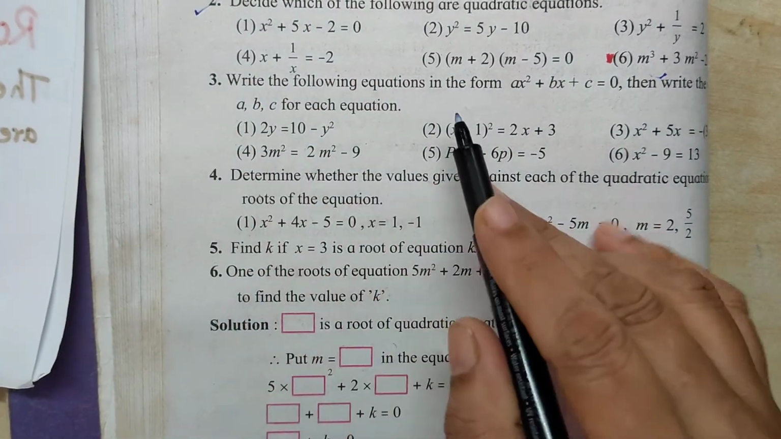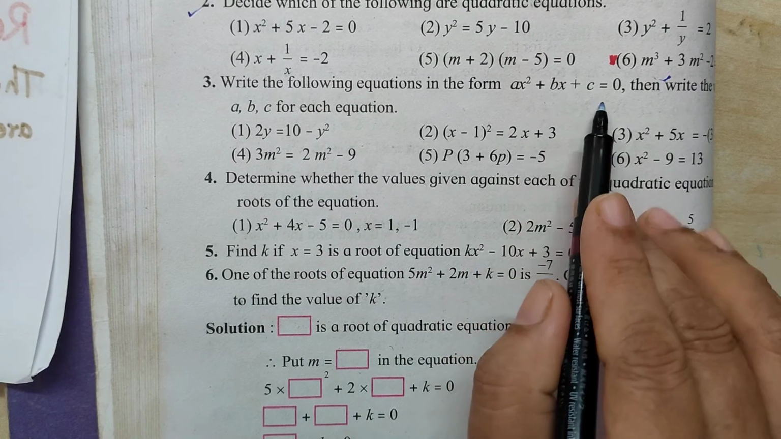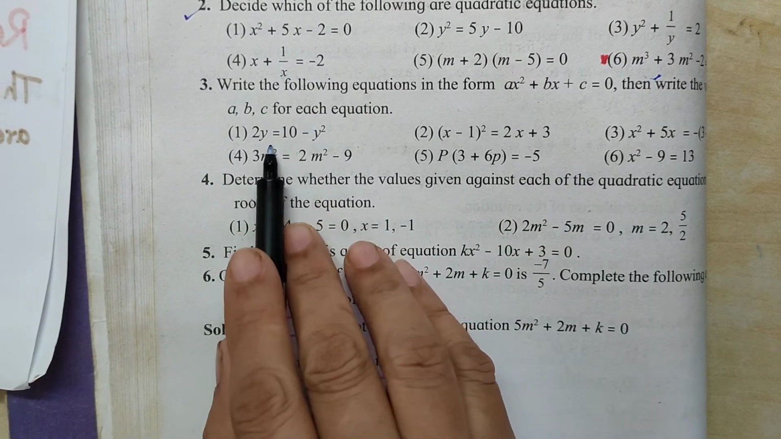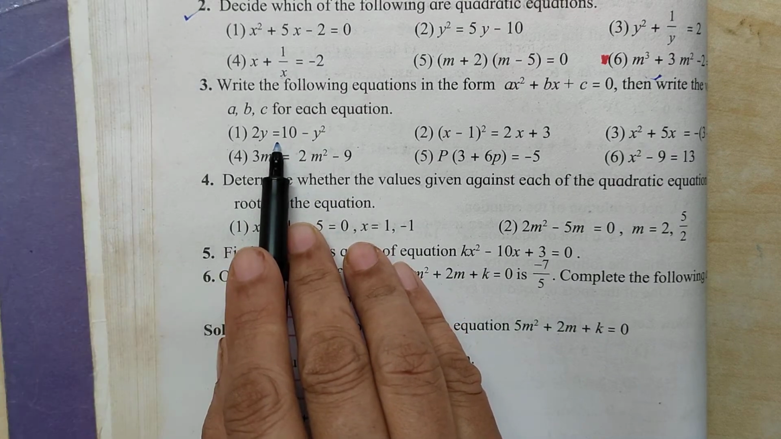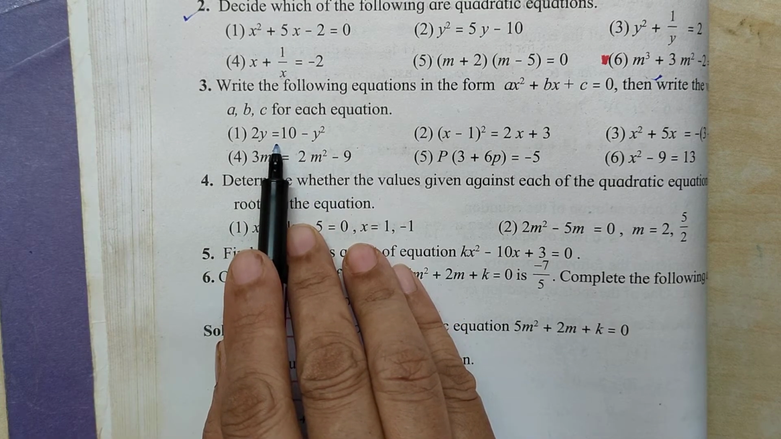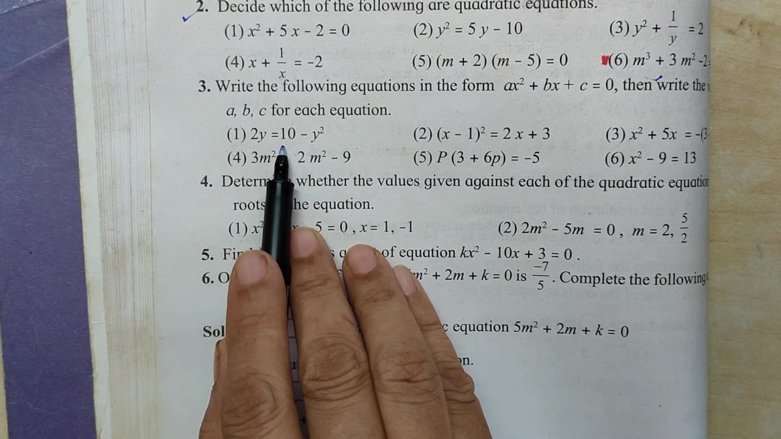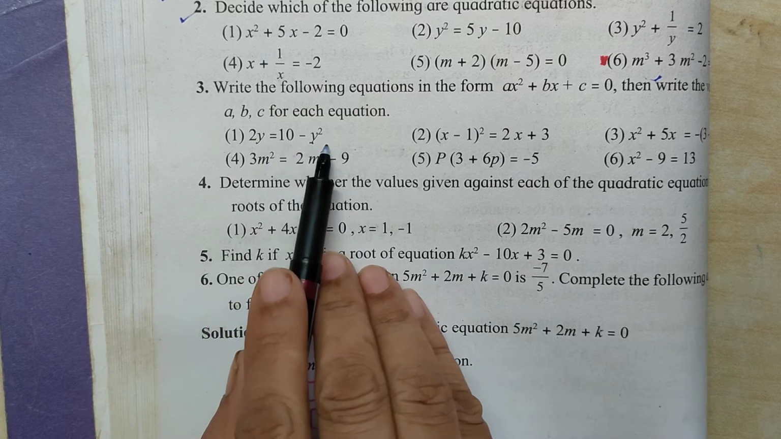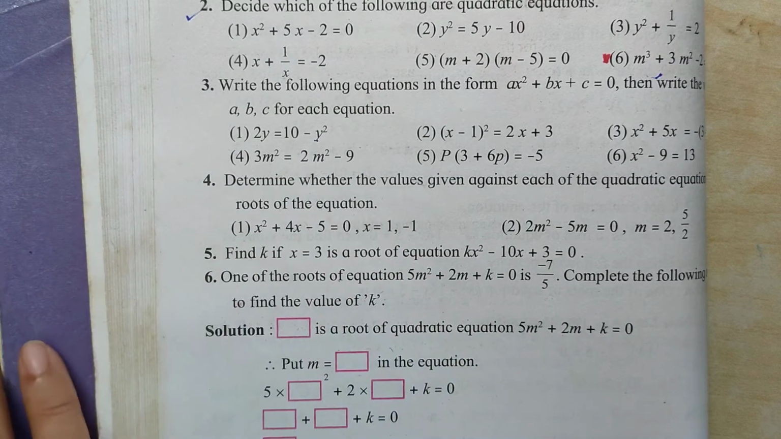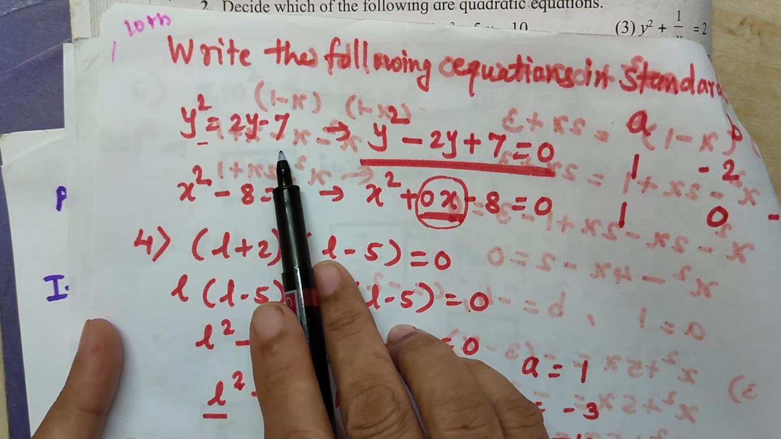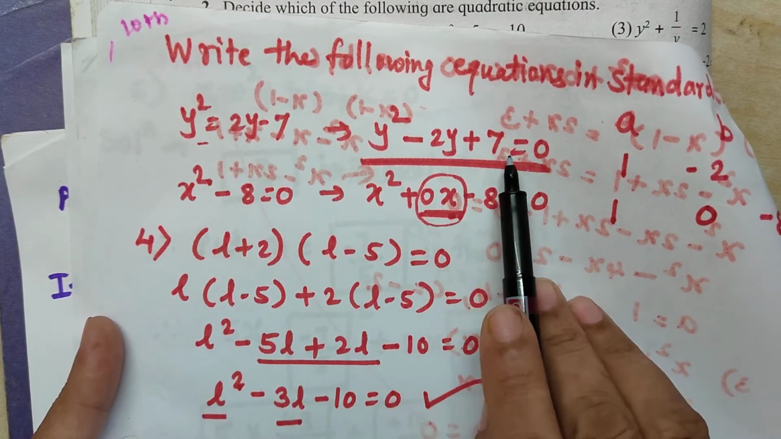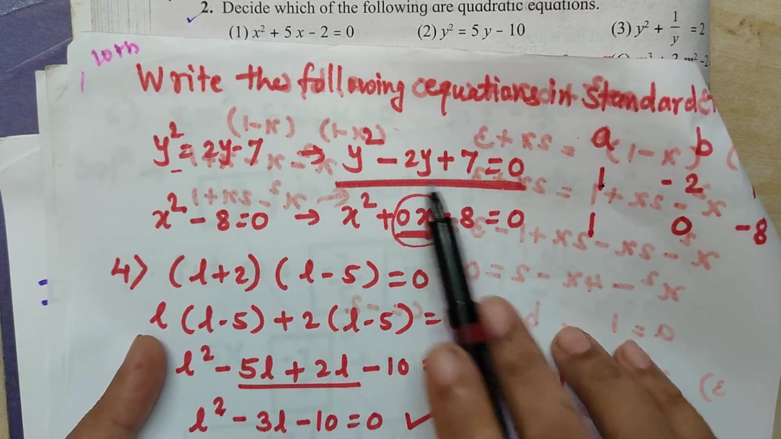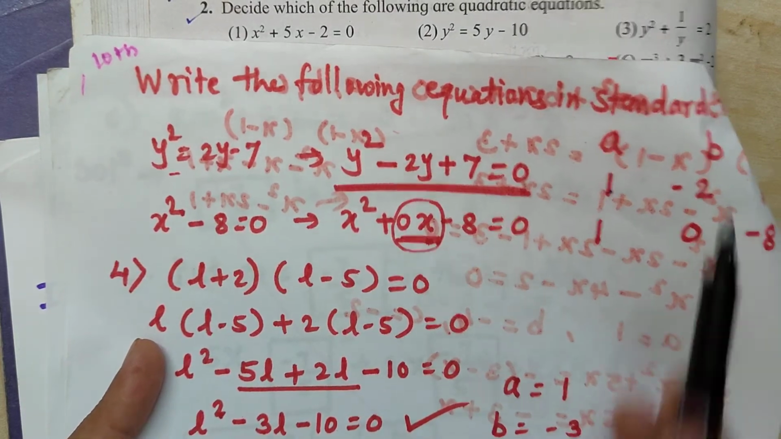Then write the following equation in the form ax square plus bx plus c is equal to 0. Then write the values of a, b, c. The given equations have to be written in standard form, and we have to write the values of a, b, c. See how it will be here: y square goes to the other side and becomes positive, y square minus 2y plus 7 is equal to 0. Value of a is equal to 1, value of b is minus 2 and value of c is 7.